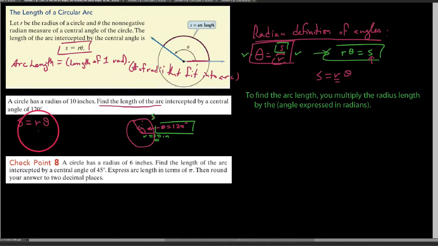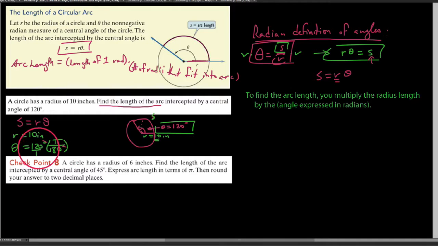So the very first thing we need to do is this. Since we know the radius length is 10 inches and the angle is 120 degrees, we need to convert our 120 degrees into radians. Remember that to convert to radians, we multiply by pi over 180 degrees. One of the first things that happens is our degrees cancel out here.